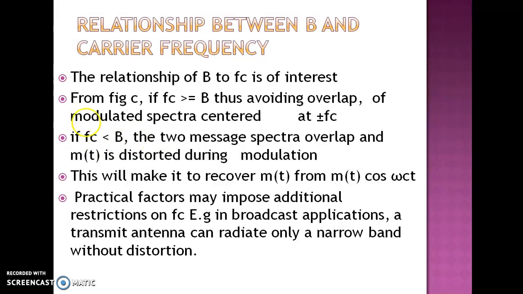This will make it difficult to recover m(t) from m(t) cos omega c t. The practical factor may impose additional restrictions on Fc. For example, in broadcast application, a transmit antenna can radiate only a narrow band without distortion.